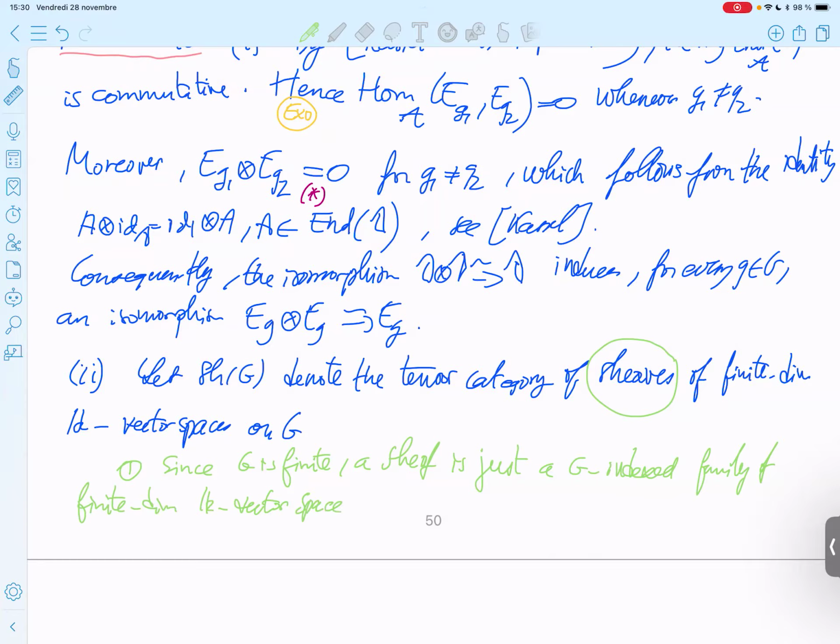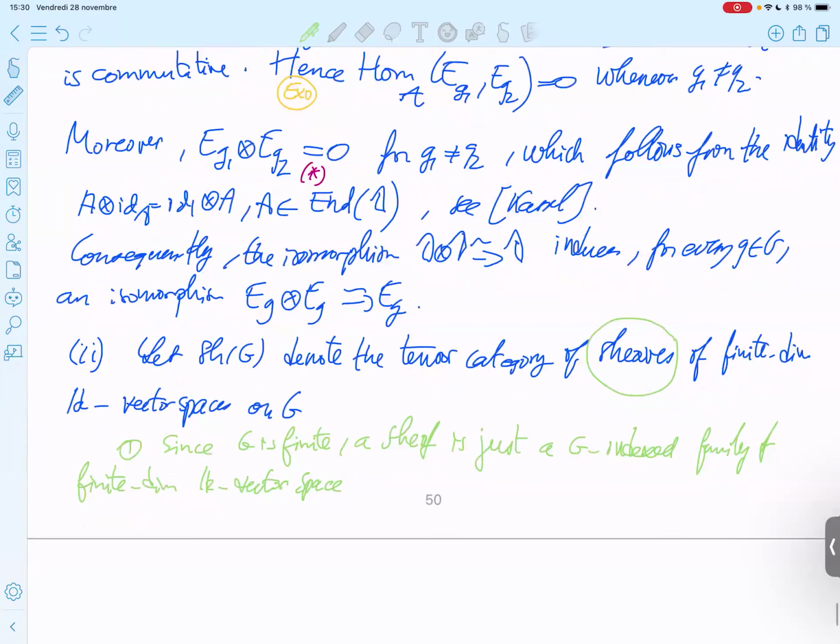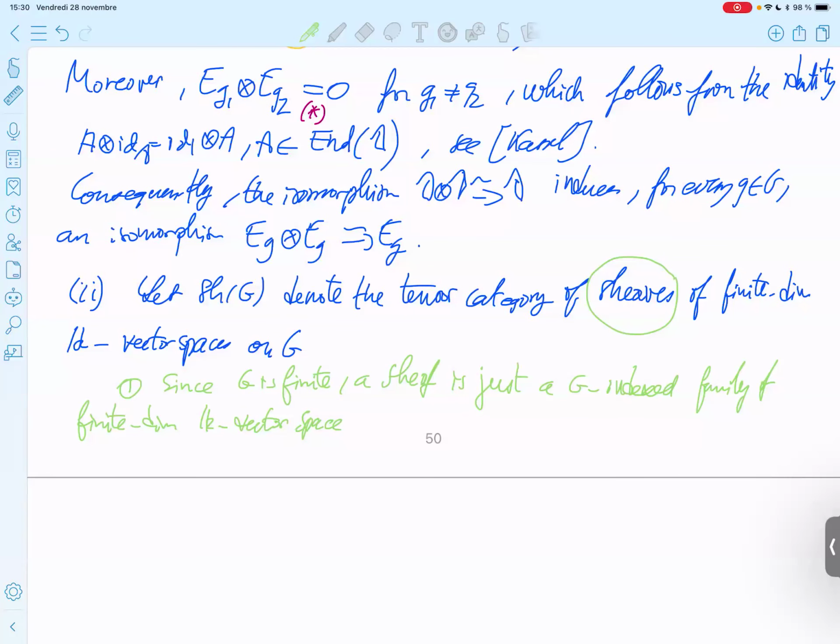because the notion of sheaf is much more complicated. When the group, for example, is not finite, if you have a continuous group, you have to be careful regarding the topology or something like that. Anyway, to the second point. So in this case, as a category, this is essentially Vec_G, but as a category, not as a tensor category.